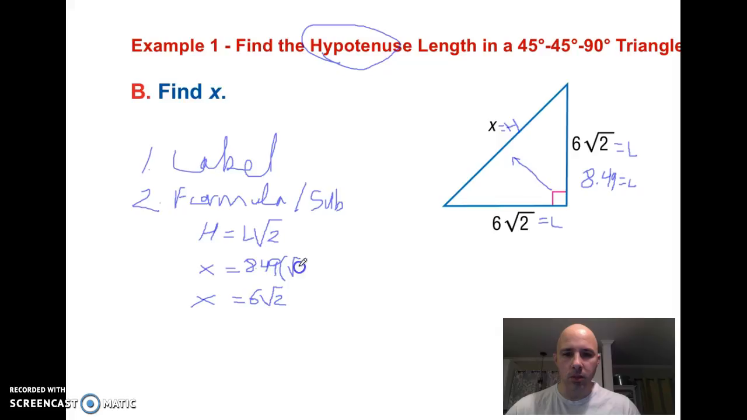So in this case, square root of 2. And on your calculator, just go ahead and type in all of this, and you should get a pretty good answer.